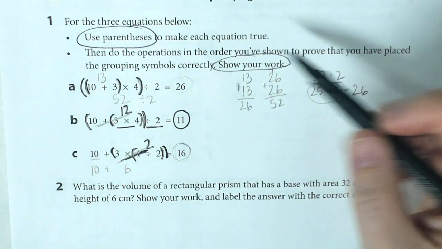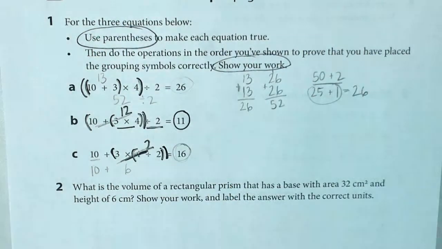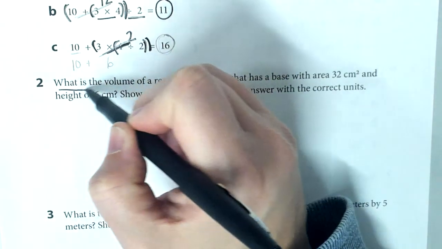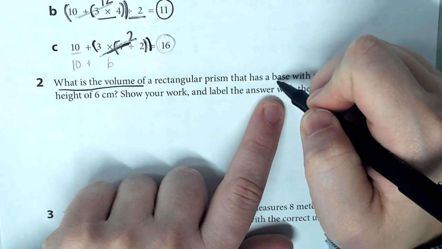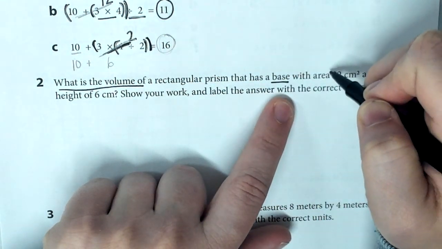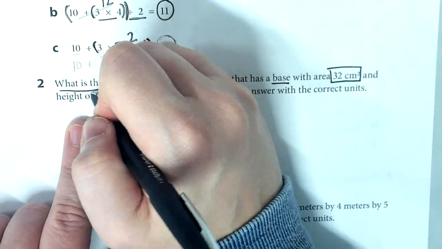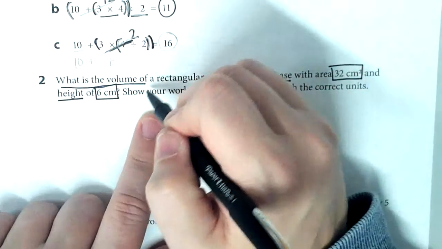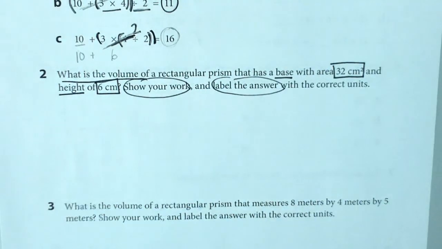All right. We put in our parentheses and we showed how we got our answer. So we're good. Let's move on to number 2. What is the volume of a rectangular prism that has a base with an area of 32 centimeters squared and a height of 6 centimeters? Show your work and label the answer with correct units.